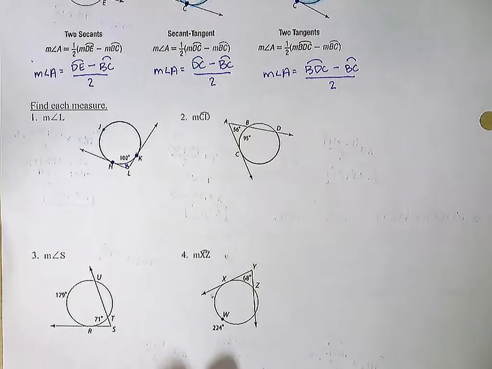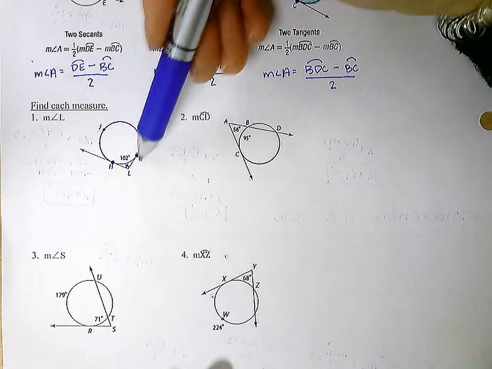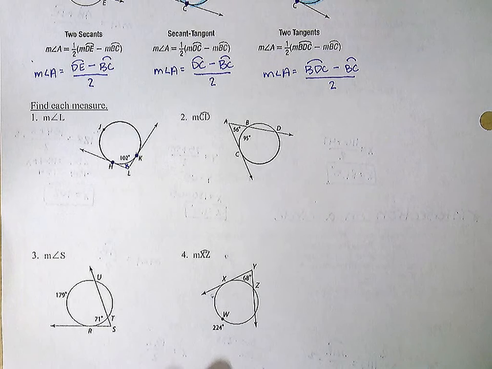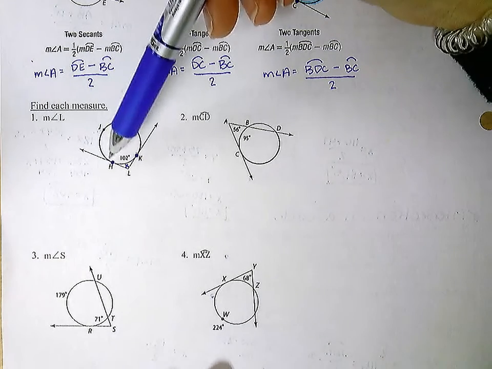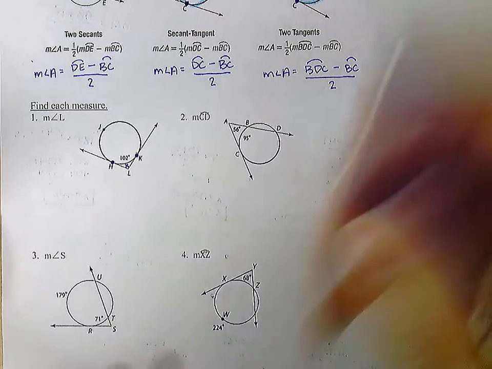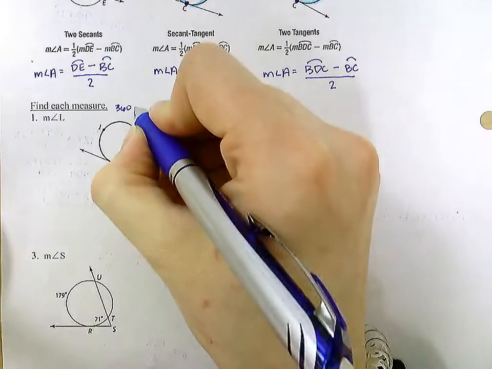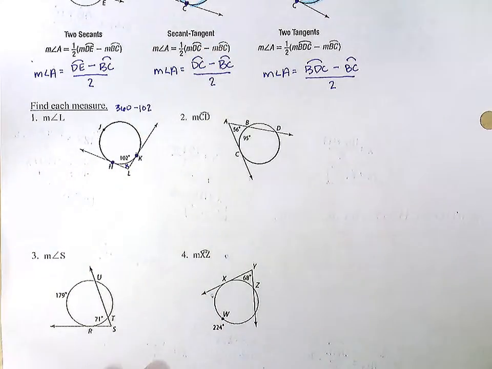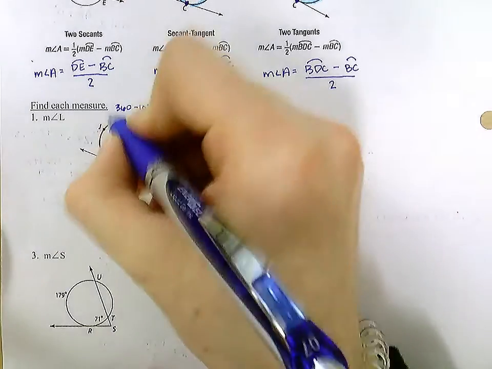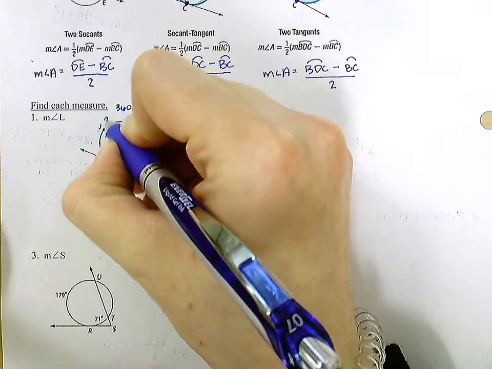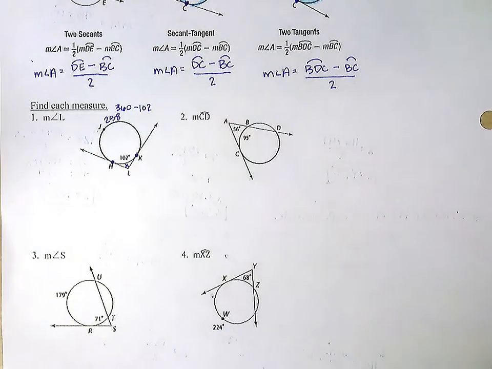How can I find that arc? If I have this arc HK, subtract it from 360. So take 360, which is the total circle, subtract the arc you know, to get this larger arc here of 258.